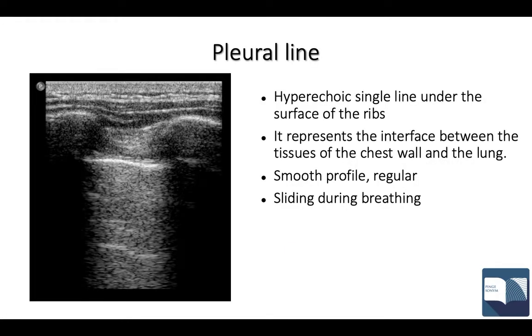So the pleural line is a hyperechoic single line under the surface of the ribs. It represents the interface between the tissues of the chest wall and the lung. It has a smooth profile, is regular, and slides during breathing.